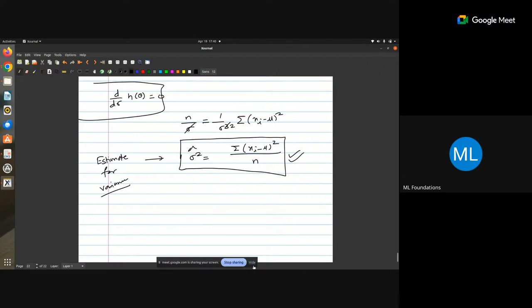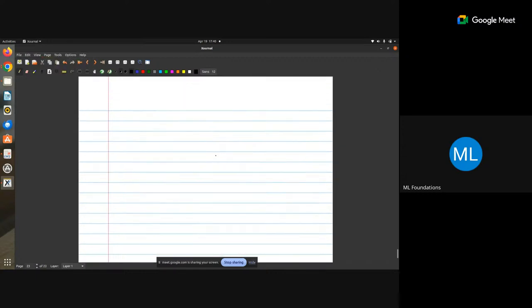Okay, so I think I still didn't complete the Gaussian mixture models. Is it okay if I do it now itself or do you want it tomorrow? I think you can continue today. Okay. So how much is left after the Gaussian mixture model? All inequalities and the central limit theorem. So is it okay if I do the Gaussian mixture model tomorrow and today do inequalities?